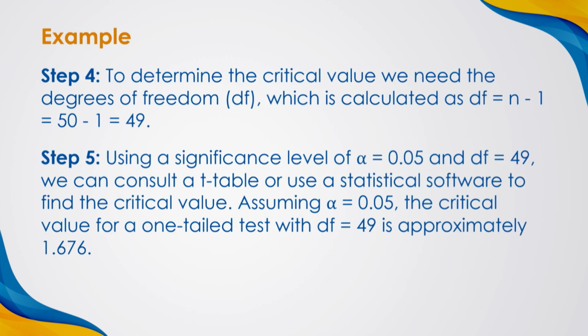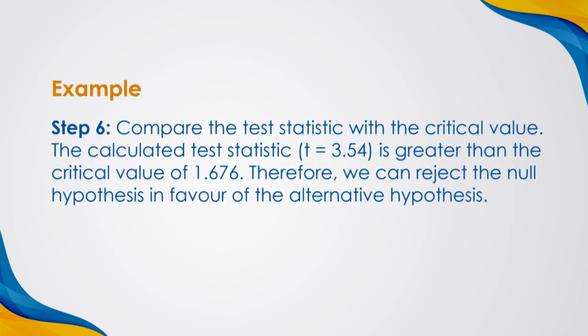Step 4, to determine the critical value, we need the degrees of freedom, which is calculated as df equal to n minus 1, which is 49. Step 5, using a significance level alpha equal to 0.05 and degrees of freedom equal to 49, we can consult a t table or use statistical software to find the critical value. Assuming alpha equal to 0.05, the critical value for a one-sided test with 49 degrees of freedom is approximately 1.676. Compare the test statistic with the critical value.